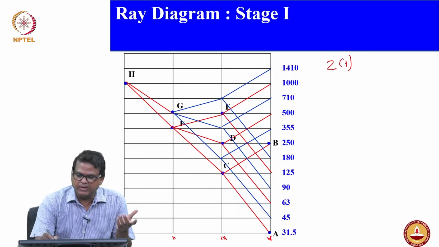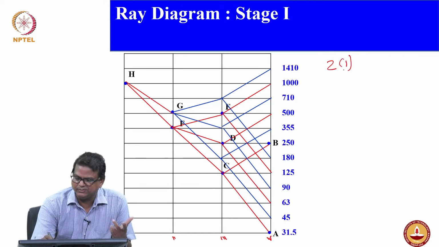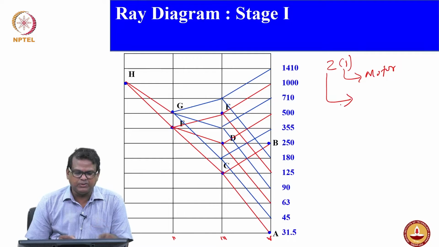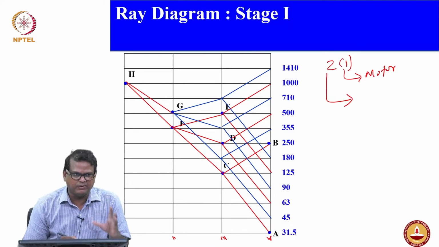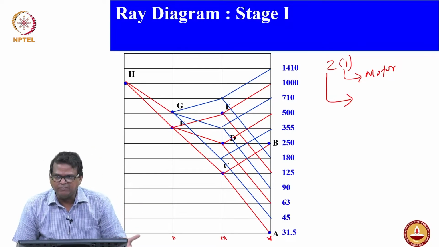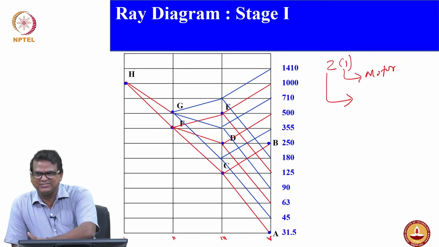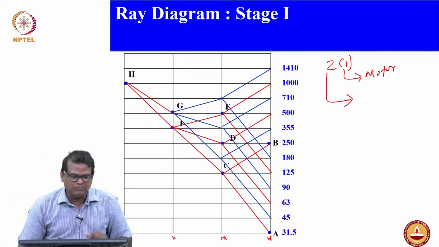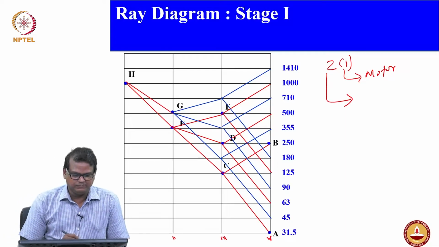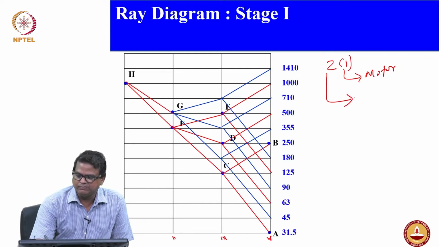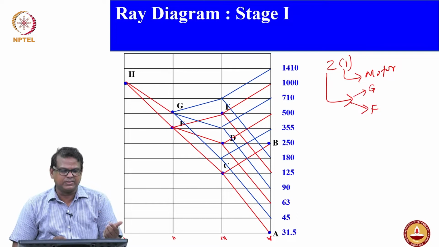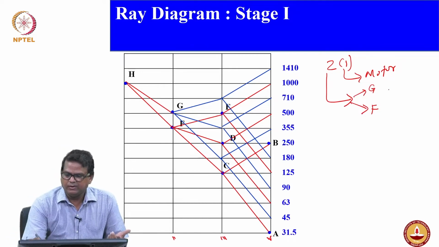Let us see. My input speed should come from the motor. This is from your motor, and this is your desired output. You always have to use the ray diagram to construct the kinematic diagram. Tell me, what are the output speeds you are expecting here? I would expect G and F. So, what speed is given for G? 500 RPM.